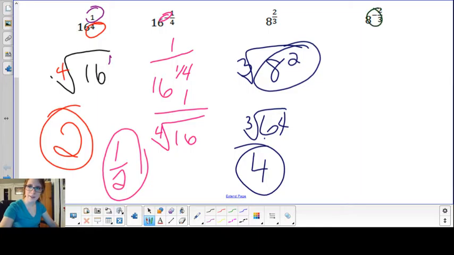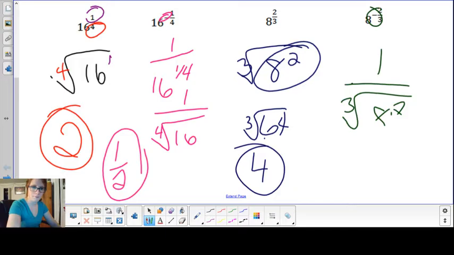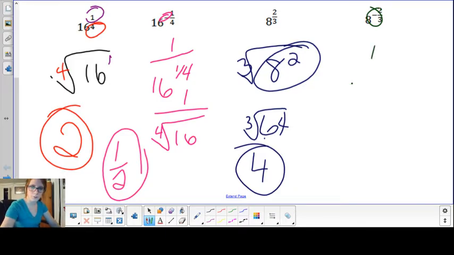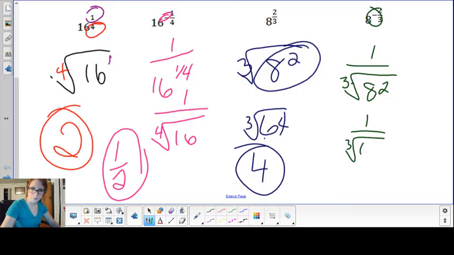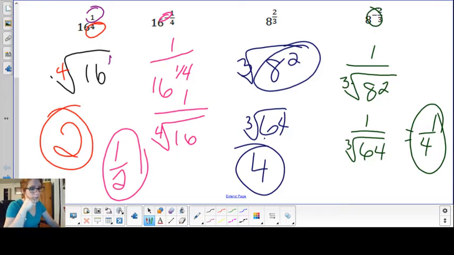Last one, again, I have that negative. I know it's kind of hard to see, but there is a negative there. So I have 1 over the cube root of 8 squared. We know that 8 squared is 64. And I know the cube root of 64 is 4, so I have 1 over 4. So they're not too terrible.